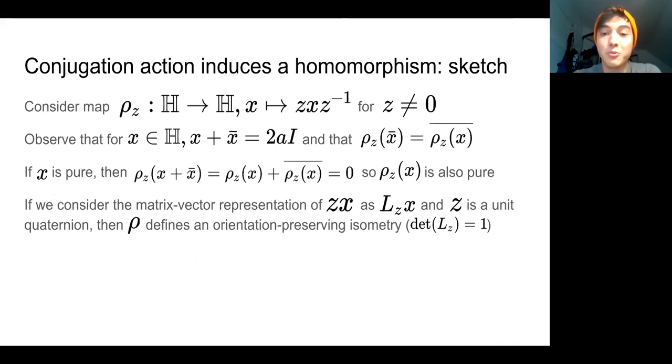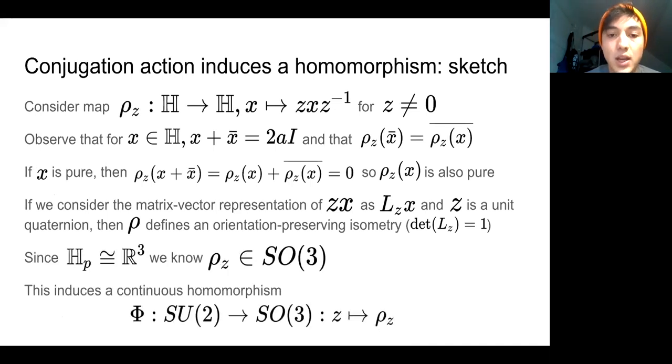In addition, we can recall that quaternion multiplication is bilinear, which means that this map is also linear. So it's 1, linear, 2, orientation preserving, 3, an isometry, and 4, it preserves pure quaternions, which we know are isomorphic to R3. We know that this is an element of SO3. And so we can use this map to construct a homomorphism from SU2 to SO3, where we take a quaternion and send it to its conjugation map, which we have shown to be a member of SO3.